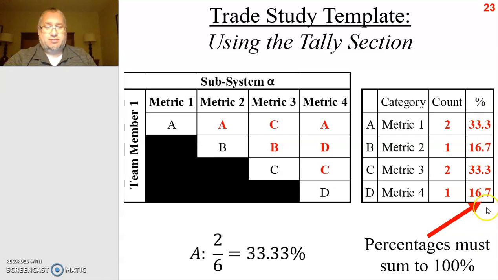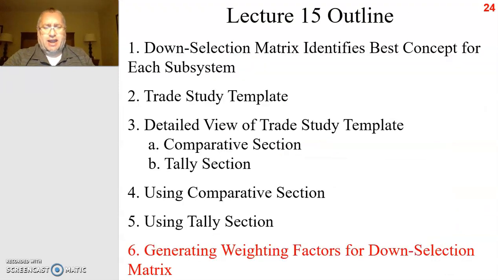They must sum to 100 because the total number of letters here is the total number of empty cells. And so if you end up with a number that's greater than or less than 100%, you've got more letters or fewer letters than you've got cells, right? So you made a mistake somewhere. Anyway, once you've done that sanity check, you're done now both with the comparative section and the tally section of the trade study matrix.